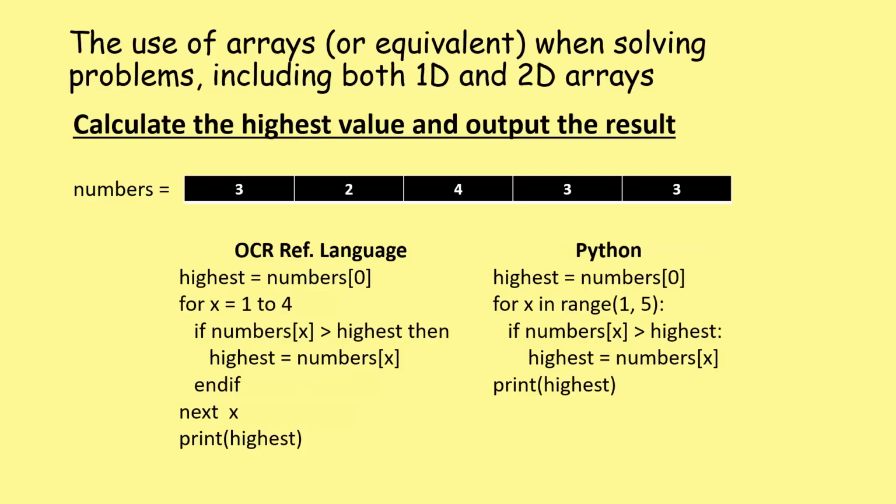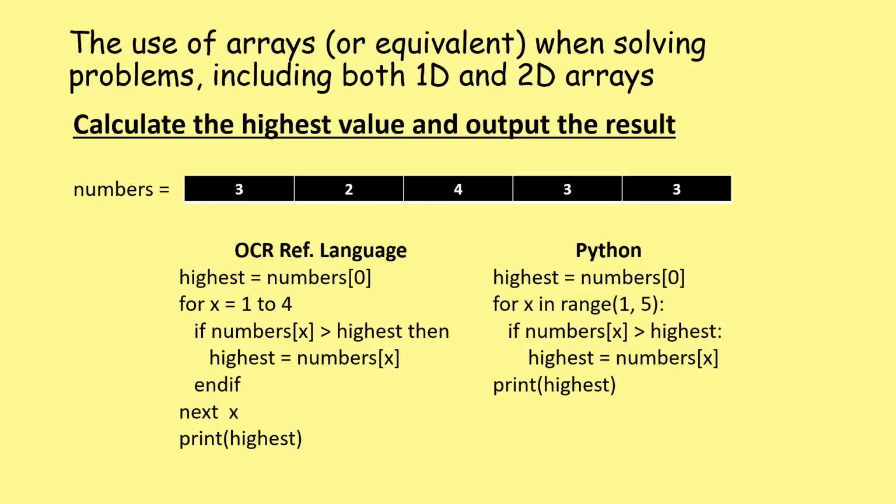A more complicated one is calculating the highest value in a set of results. So in the OCR reference language, highest equals numbers 0, so whatever is in the first position, position 0 in the array, that becomes the highest value, so that would set it to 3 in this example. Go through the rest of the array, we can ignore position 0, we've already checked that. So for x equals 1 to 4, if numbers x greater than highest, then highest equals numbers x. So check the value of whatever is the next number in the list.